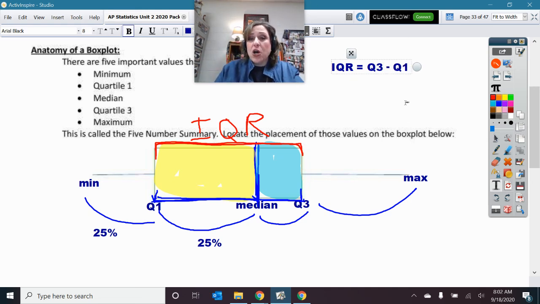Okay? So, and you get a value. So you don't say the interquartile range is from 20 to 27. You say the interquartile range is 7. That is how spread out that middle 50% is.